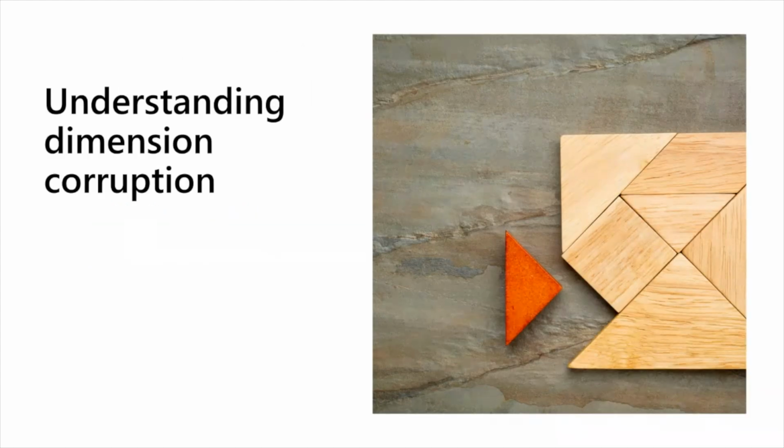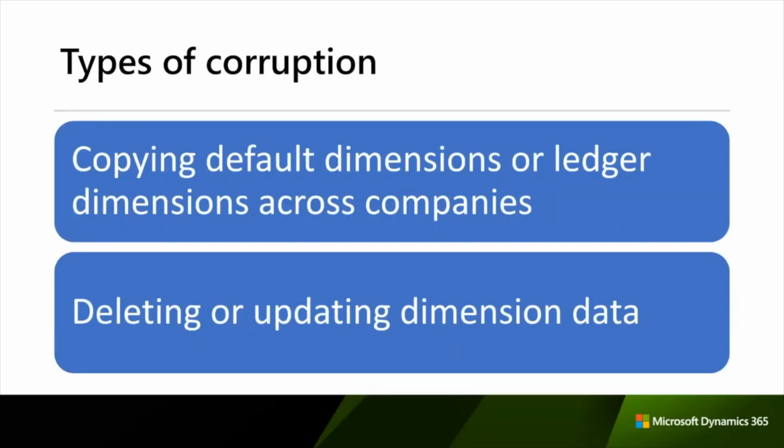So let's talk about what dimension corruption typically looks like. The 2 main types of corruption that we see are copying default dimensions or ledger dimensions across companies, or deleting or updating the dimension data, the internal dimension data in the database that is used to support all the dimension functionality.